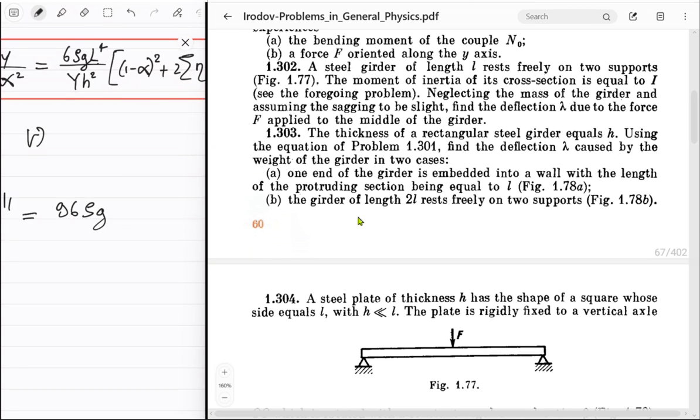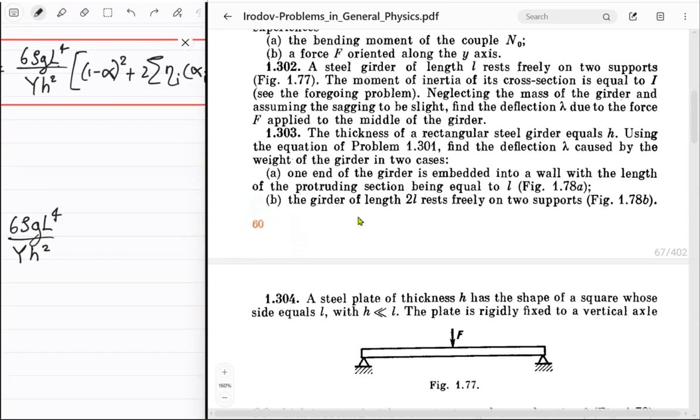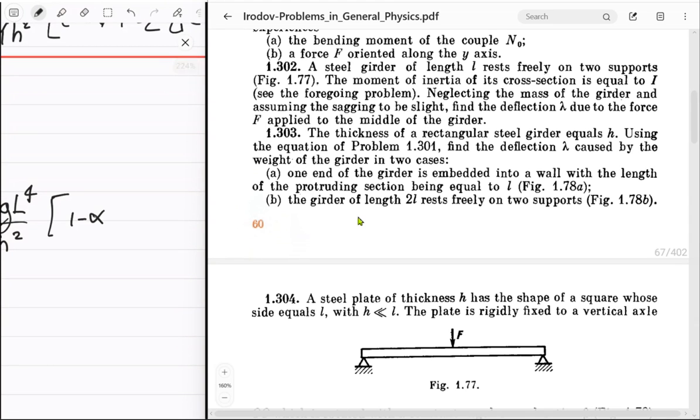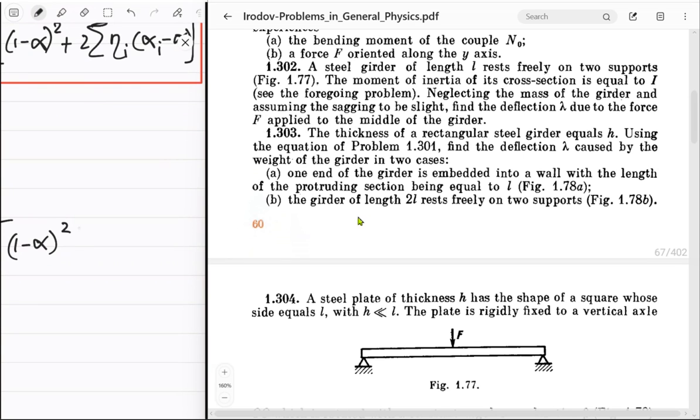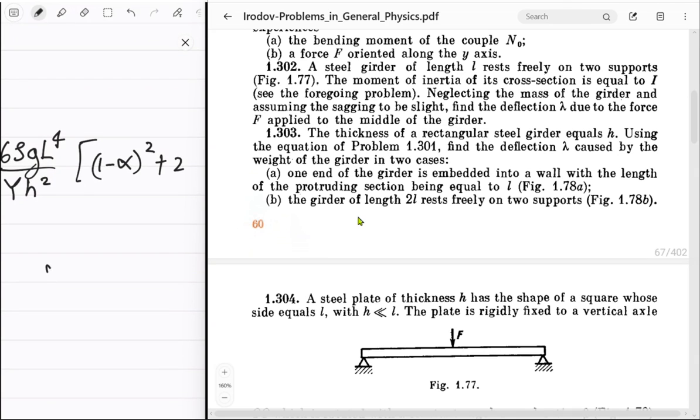That's kind of weird. Okay, let's not jump to conclusions. First of all, let's just do this and then we'll figure it out. In the end, after we have converted this to x, we will use capital L equal to 2 small l, and then we'll see what happens. So what's our equation? 1 minus alpha power 2 plus 2. And now this summation.